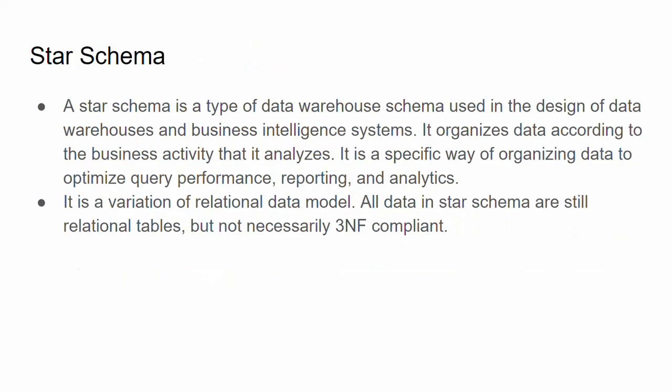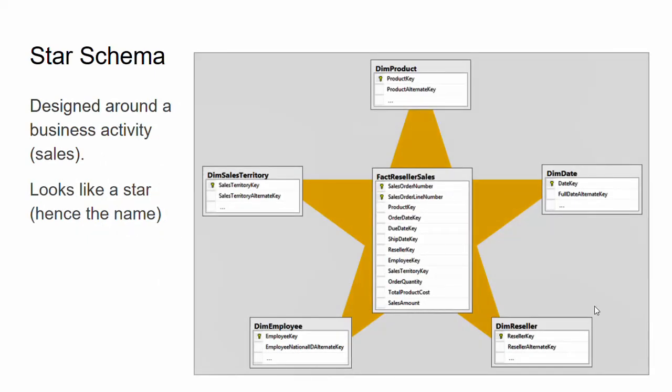A star schema is a type of data warehouse schema used in the design of data warehouses in business intelligence systems. It organizes data according to the business activity that is analyzed. It's a specific way of organizing data to optimize query performance, reporting, and analytics. Also, it's a variation of the relational data model. All data in a star schema are still relational tables meeting the first normal form requirement, but they're not necessarily third normal form compliant though.